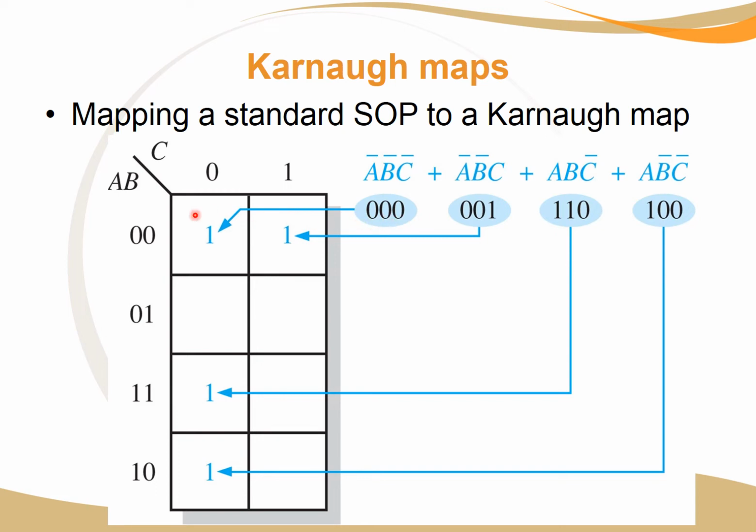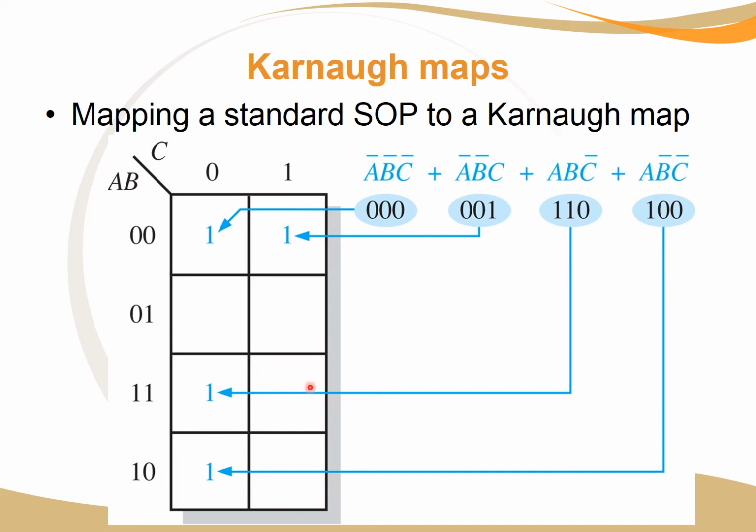So here you have all zeros, so all these must be zeros. So you have 0, 0, 0, so that's a 1. The next one, A and B are both zeros, so we stay in this row, and for this column, C is 1. Moving on, you have 1, 1, 0, so A and B are both 1s and C is 0. So there's a 1. And then the last term we have 1, 0, 0. So A is 1, B is 0, and C is 0. So that's how we map from our sum of products in standard form to a Karnaugh map.